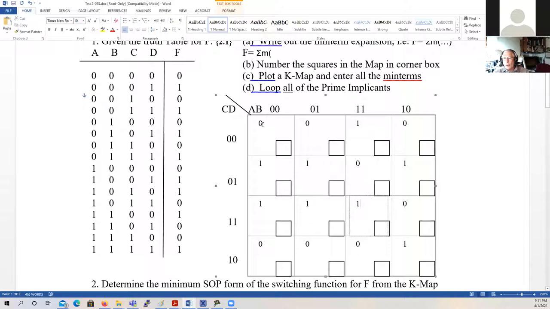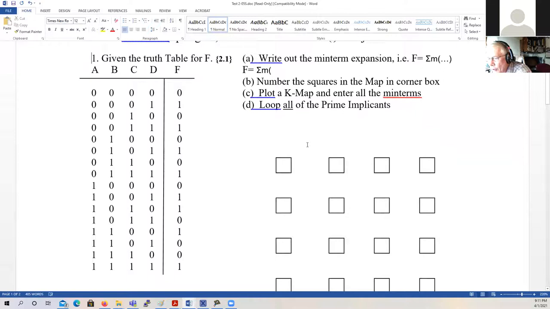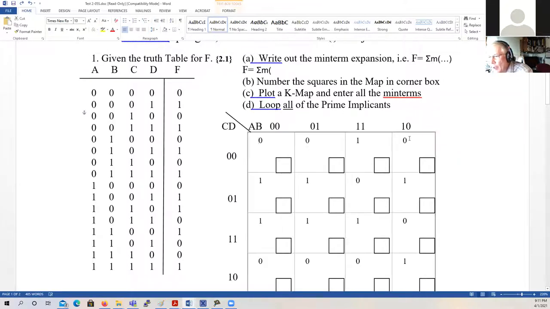Now what we can do, and what I usually do, is get rid of the zeros because it tends to confuse me visually.